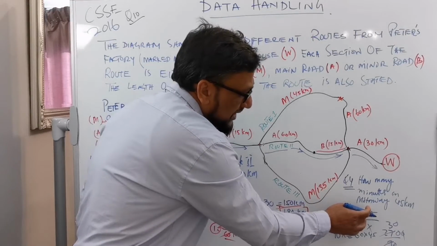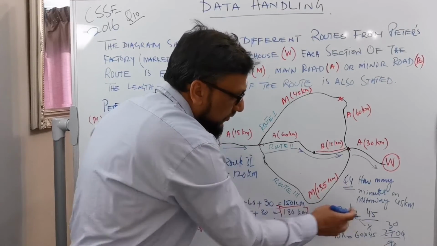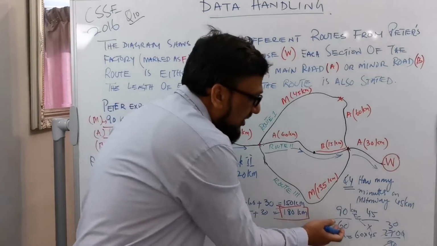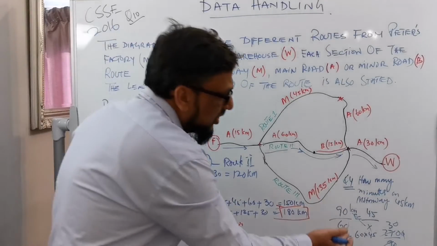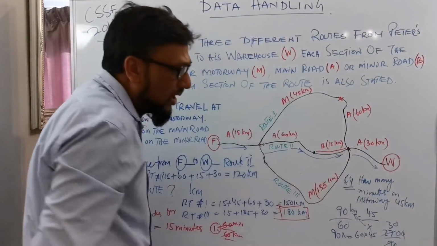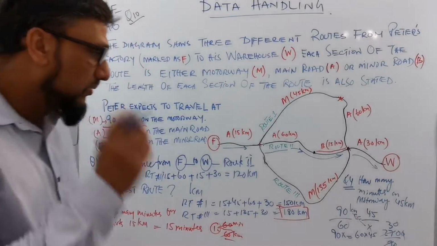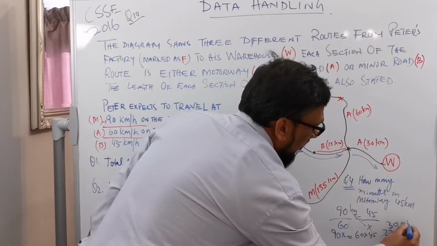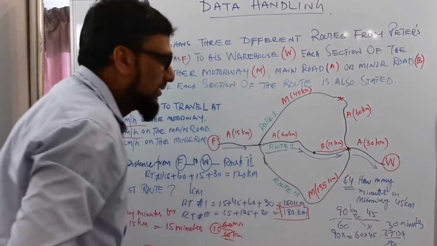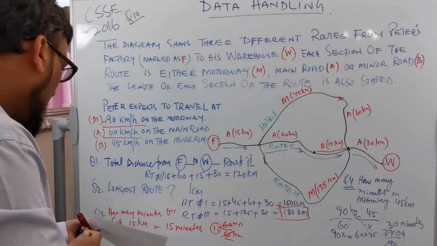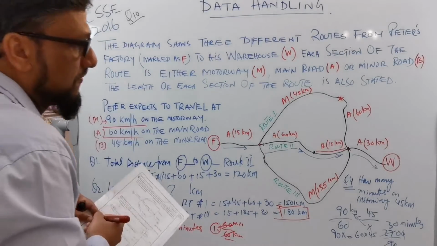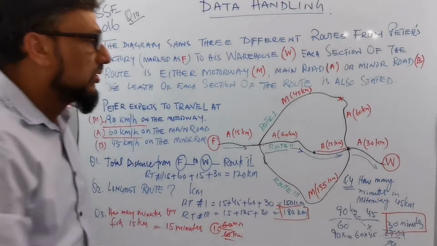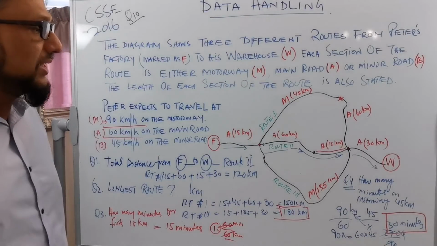Because the double of 45 minutes is 90, okay? So you can say 1 hour taken for 90 kilometer. So it means half an hour taken for 45. So the final answer for the fourth question is 30 minutes. So how many minutes is taken? 30 minutes when he drives on the motorway for 45 kilometer. Very simple.